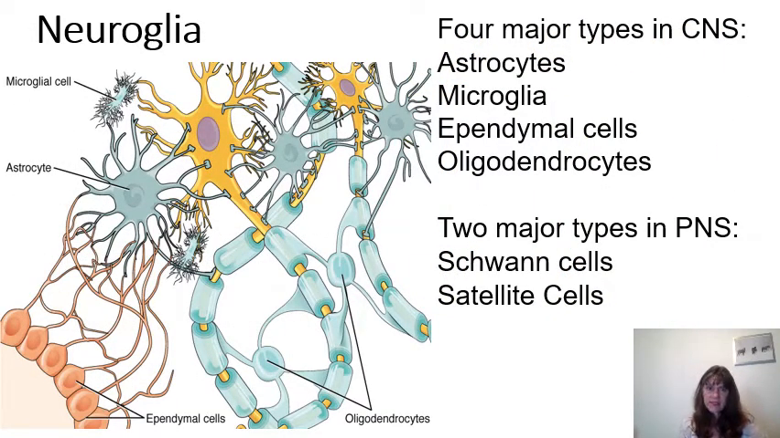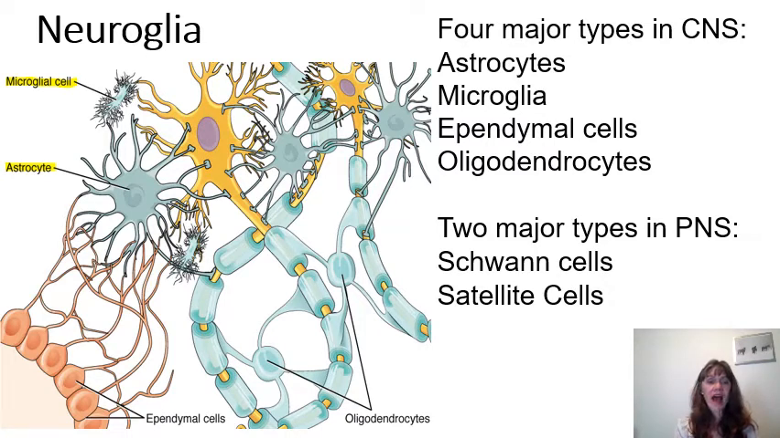Next, we're going to discuss the neuroglial cells. Neuroglial cells are found in both the central nervous system and the peripheral nervous system. We're going to discuss the types of neuroglial cells found in the central nervous system first. There are 4, including star-shaped cells known as astrocytes, tiny cells known as microglial cells. Remember, the prefix micro means tiny.